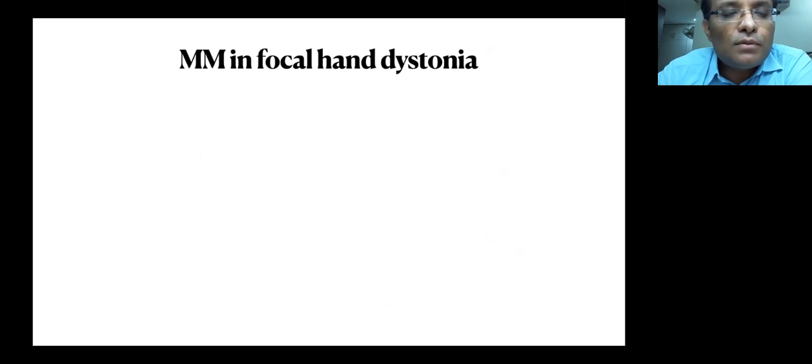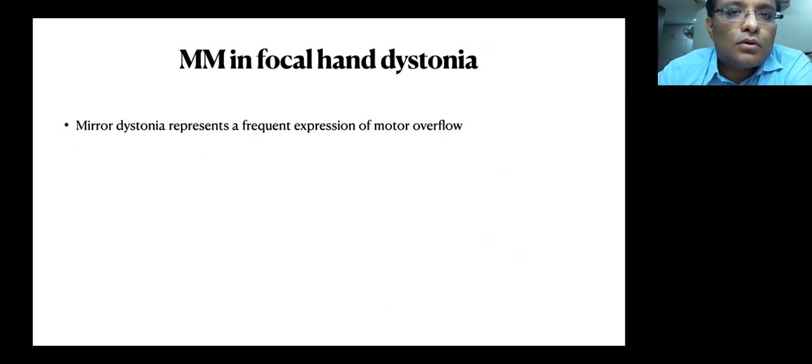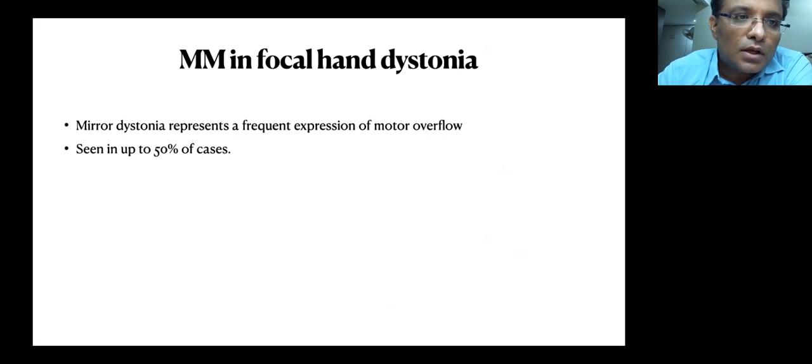So we come to the mirror movements in focal hand dystonia, which we mainly see in writer's cramp. Now, this mirror dystonia in writer's cramp represents an expression of motor overflow. And these mirror movements or mirror dystonia are seen in up to 50% of patients with writer's cramp.